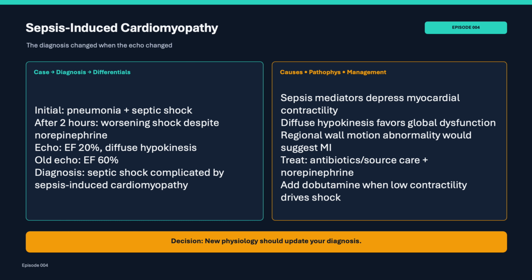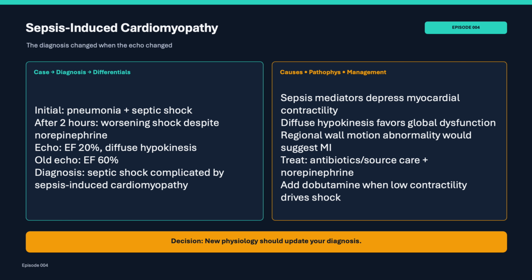Treatment begins with treating the sepsis itself. Early antibiotics, source control, individualized fluid resuscitation, and vasopressor support. Norepinephrine supports vascular tone and arterial pressure. When the patient has cardiac dysfunction with persistent hypoperfusion, despite an adequate volume state and adequate arterial pressure, an inotrope may be added. One accepted strategy is dobutamine in addition to norepinephrine.